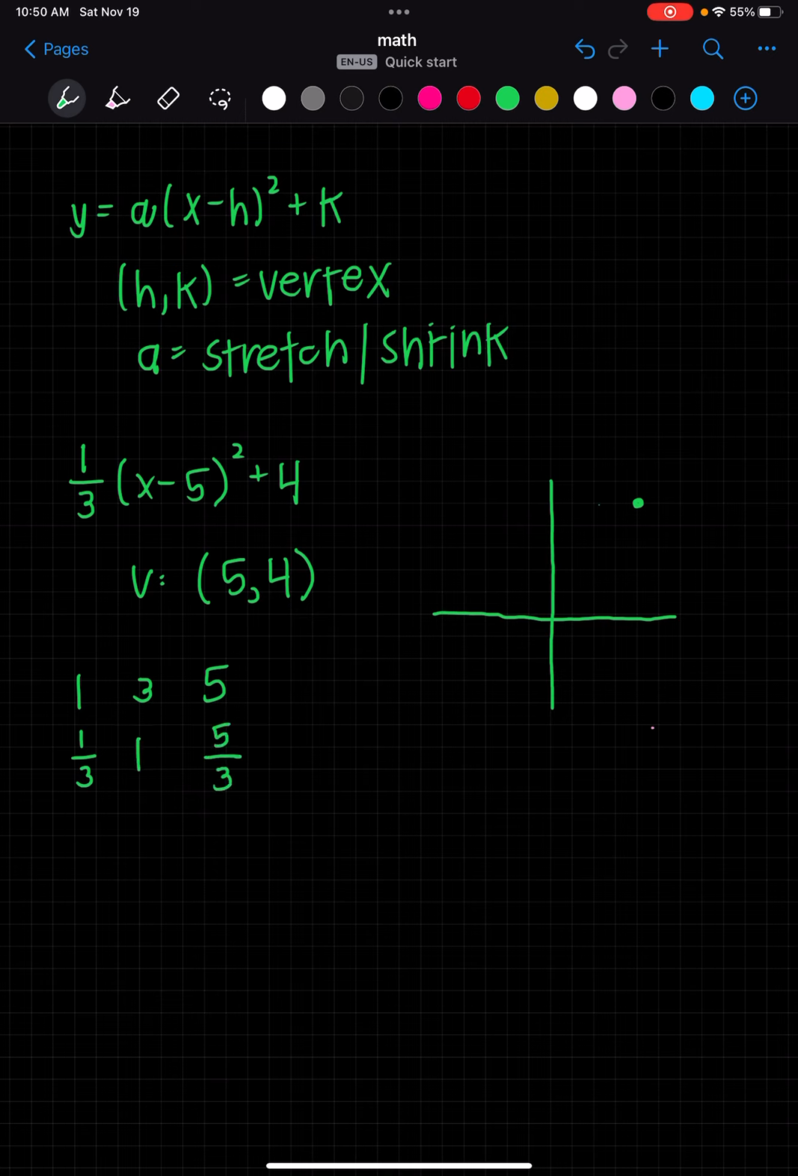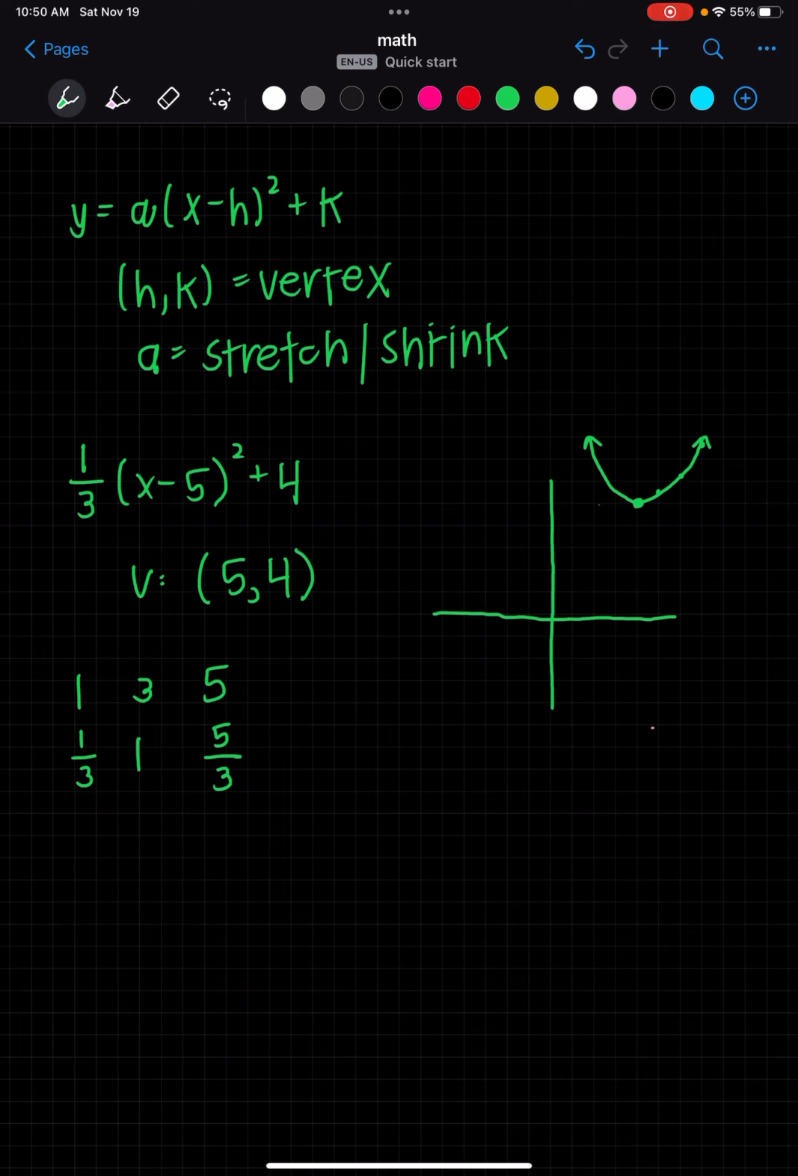So in this case, I'm going to go over 1, up 1/3, then over 1, up 1, and then over 1, up 5/3. So this is what it kind of looks like, and there's my graph. Okay, great. So that's how you graph them.